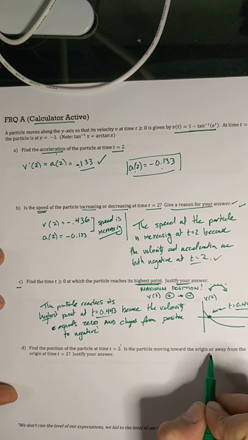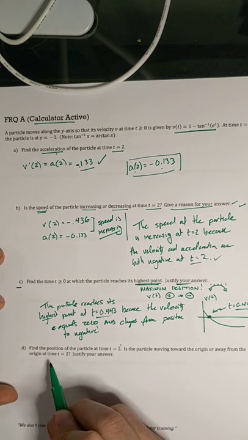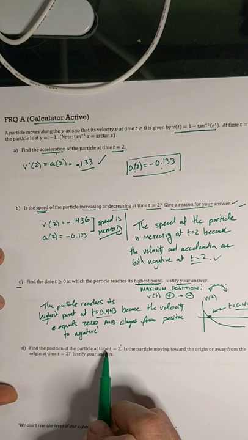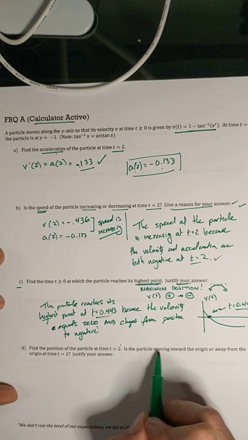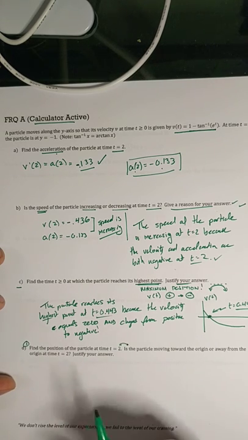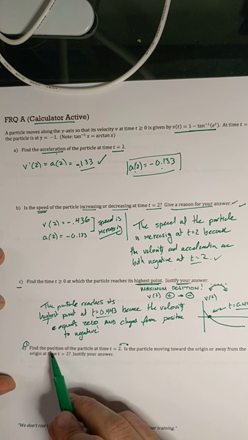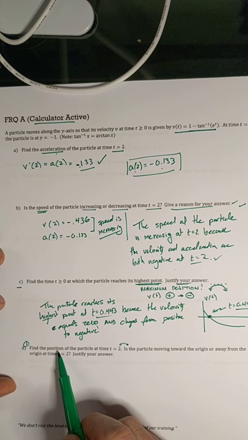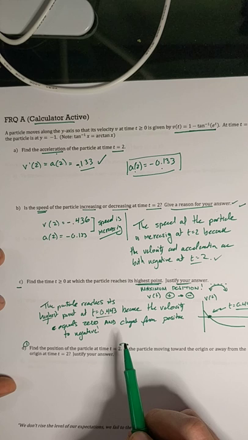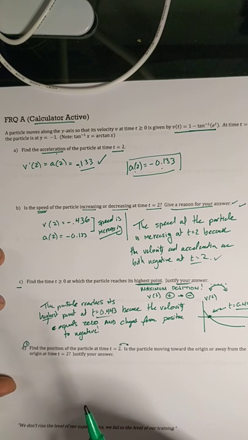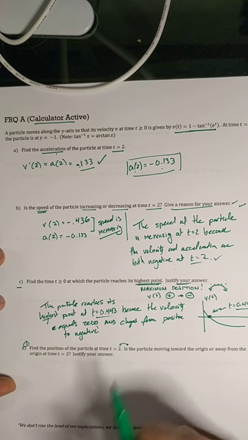Is the particle moving toward the origin or away from the origin at time t equals 2? Well, I know if I found the position first, that might help me answer the second part. So I'm just going to focus on this first part here. Find the position of the particle. Well, if I'm looking for position, I know from my physics studies that velocity is the derivative of position, so then position would need to be the antiderivative of velocity. So I'm going to need an integral here.